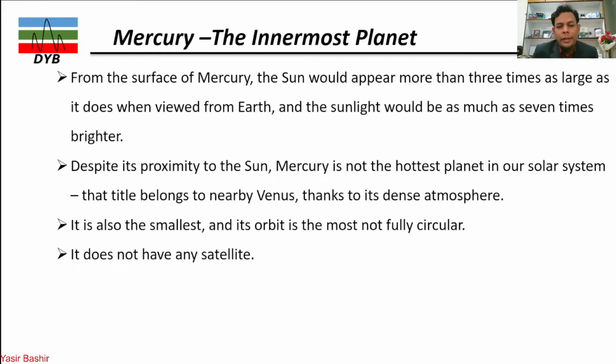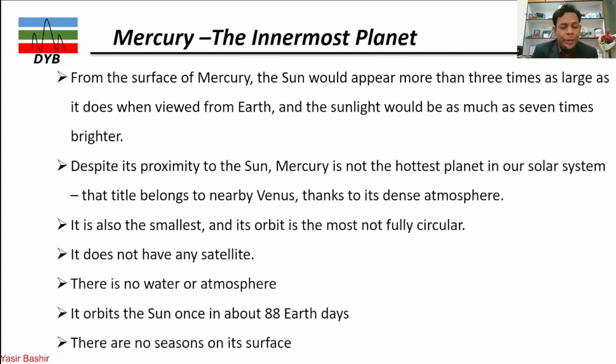It is also the smallest, and its orbit is not fully circular. It does not have any satellite, whereas the Earth has one satellite, the Moon, and Mars has 2. There is no water or atmosphere at the surface of Mercury, and it orbits around the Sun once in about 88 Earth days. Like the Earth revolves around the Sun in 365 days, the orbit of Mercury is 88 Earth days, and there is no season on its surface because there is no water or atmosphere.